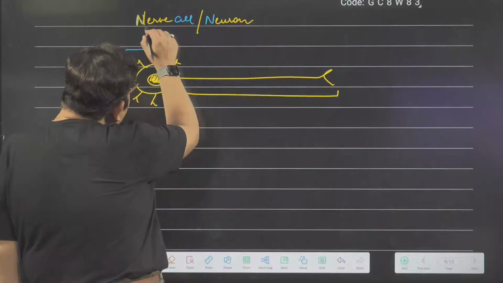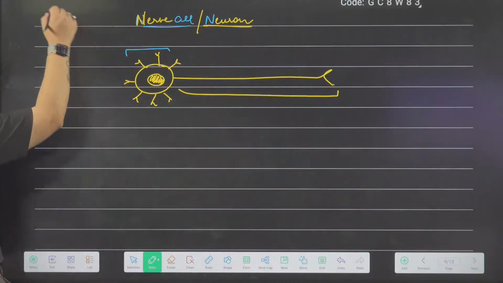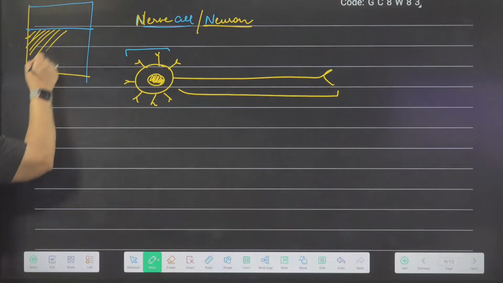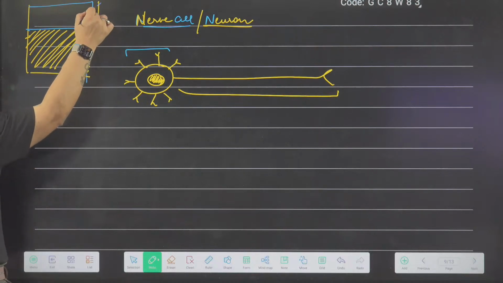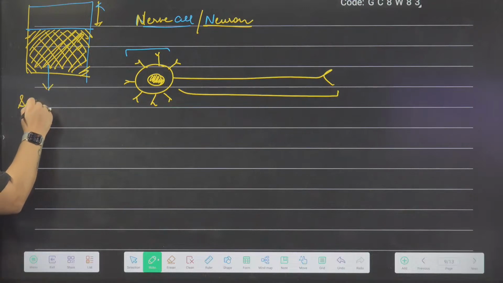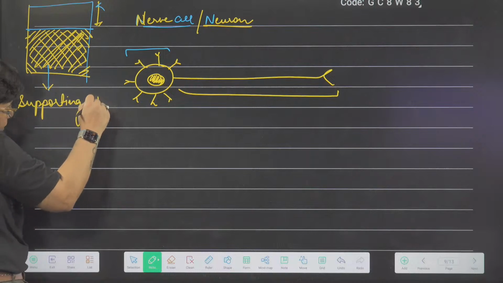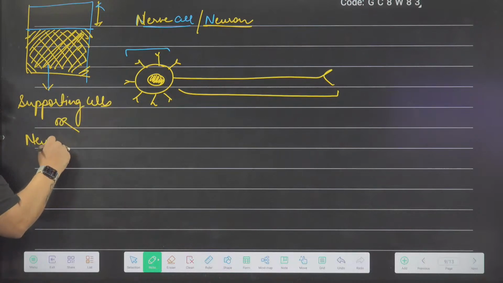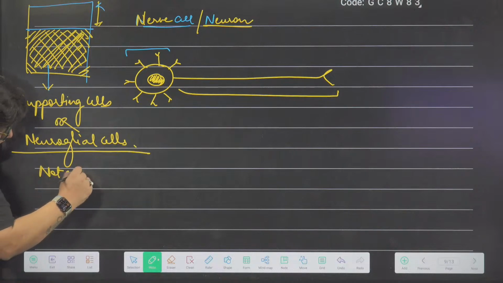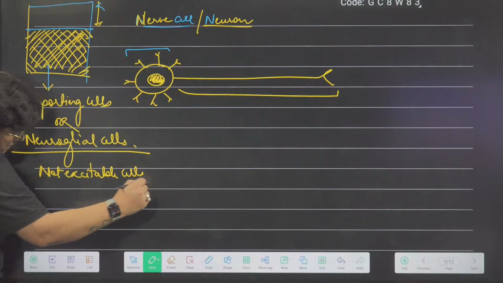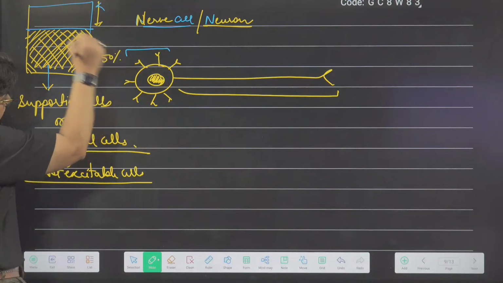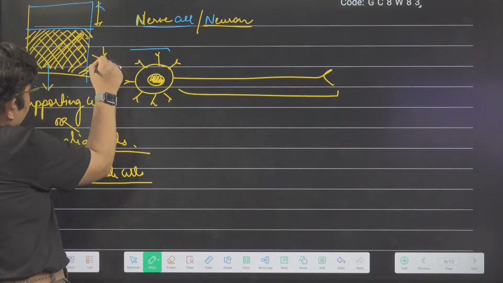Please understand that in a nervous system, there are no 100% neurons. If I take out someone's nervous tissue, more than 50% of the volume is not occupied by the neurons. Neurons are less than one half. More than one half of the volume is occupied by some other helper cells. We can call them supporting cells, or neuroglial cells. They are not excitable cells. But they help in a variety of ways. More than one half.